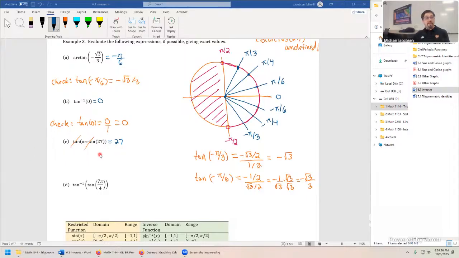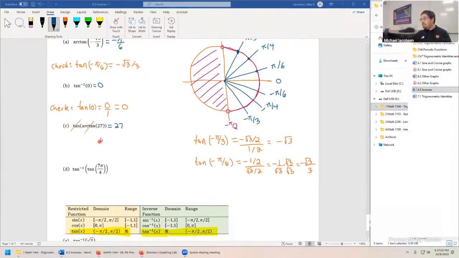Oh, part C would be defined. Tangent of arctangent 27 is defined and it equals 27 itself. And it's all because 27 in the arctangent function, which is tangent inverse, is inside the range. So this one would give you just the 27 and it would be defined. Does that make sense for that one so far?